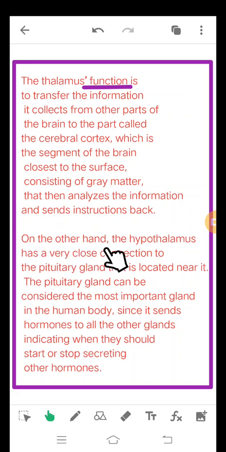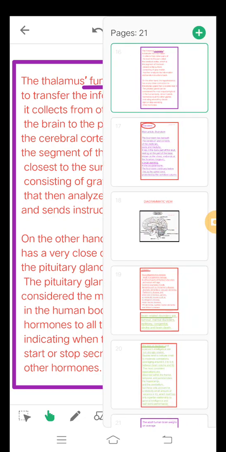On the other hand, the hypothalamus has a very close connection to the pituitary gland that is located near it. The pituitary gland can be considered the most important gland in the human body since it sends hormones to all other glands, indicating when they should start or stop secreting other hormones. So, this is the function of thalamus and hypothalamus, and also the difference between them.